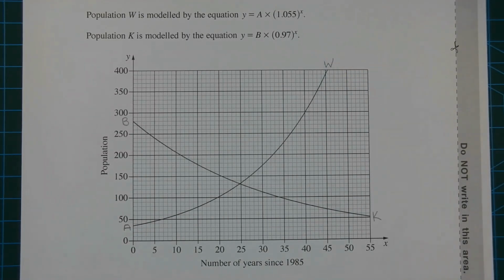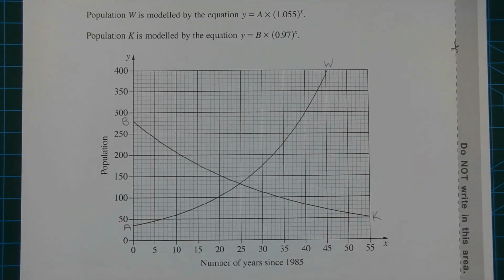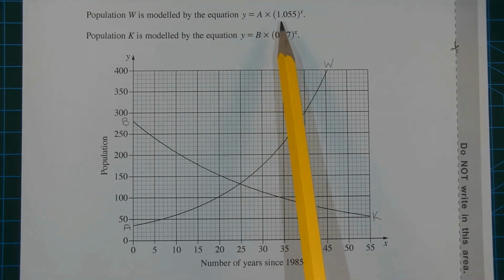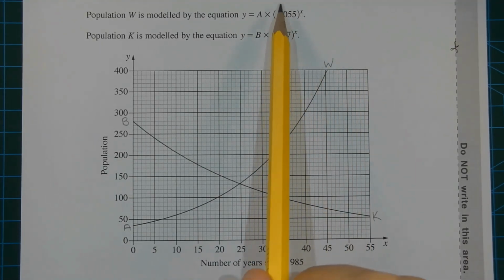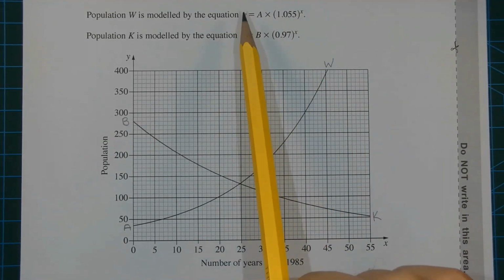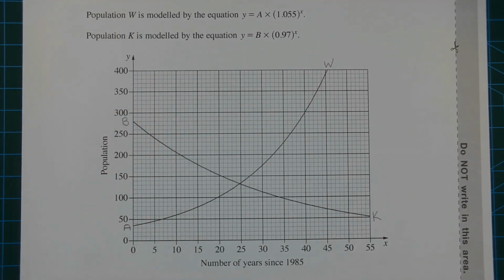Both equations are instances of exponential functions because the index in both equations is the independent variable x. Now x represents the number of years since 1985. Let's look at population W. It's modelled by the equation y equals a times 1.055 to the power of x. Notice that the base is greater than 1. What that means is, as x gets larger, y will get larger. So population W is increasing as time goes on, and it's modelled by this curve here on the graph. And I've labelled it here with a W.